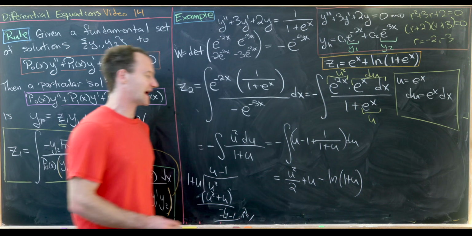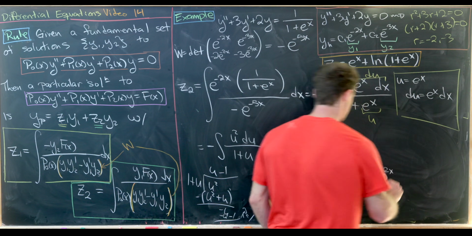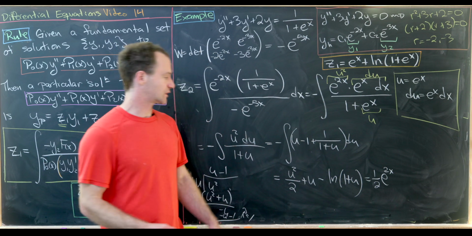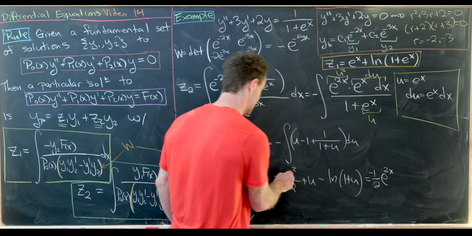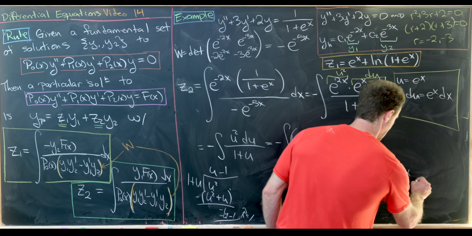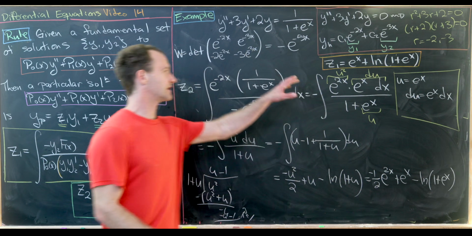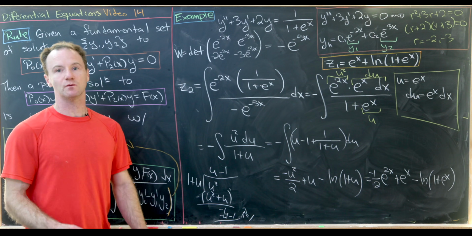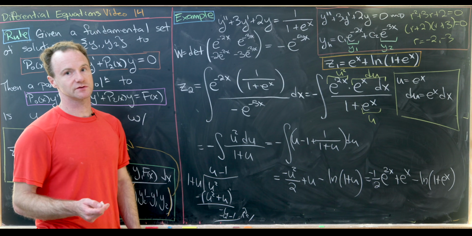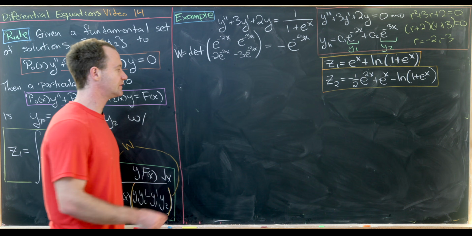Now plugging back in e to the x, that'll give us 1/2 e to the 2x, because that's u squared. And then that should have a minus sign out front. And then we'll have plus e to the x, and then minus the natural log of 1 plus e to the x. Great, so now let's bring that up right below the z1, and then we'll write down our final solution. So this is where we left ourselves off with Z1 and Z2, and now we're ready to put it all together.